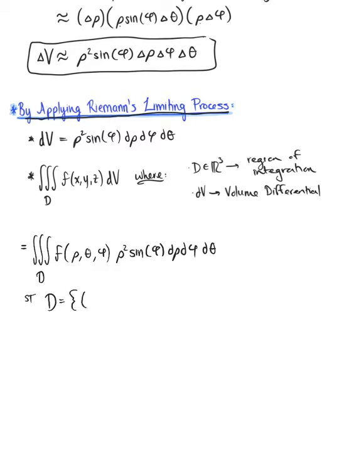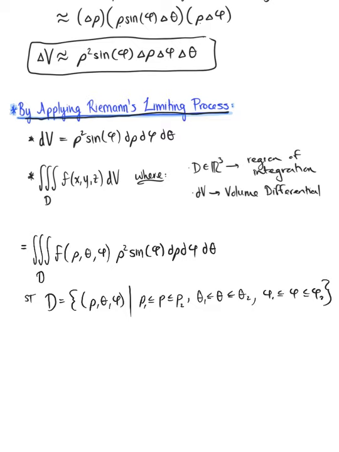And now this, of course, is such that this region of integration D is now also in spherical coordinates. So D is the set of all ordered triplets, rho theta phi, such that rho is greater than or equal to rho sub 1, less than or equal to rho sub 2, that theta is greater than or equal to theta sub 1, less than or equal to theta sub 2, and that phi is greater than or equal to phi sub 1, less than or equal to phi sub 2.